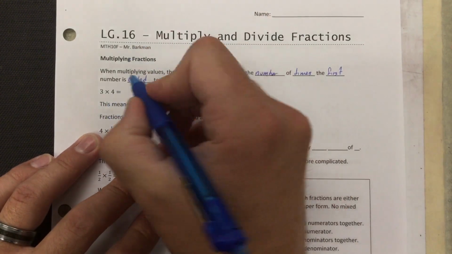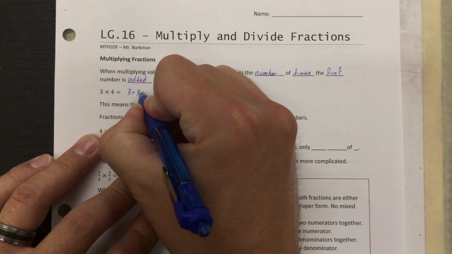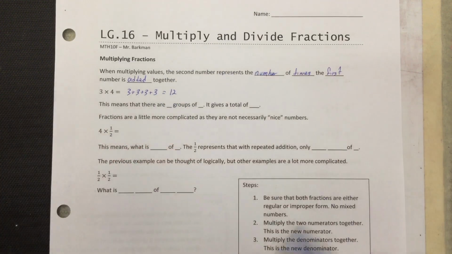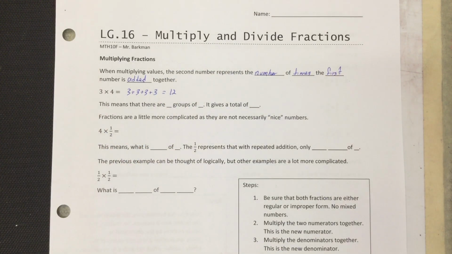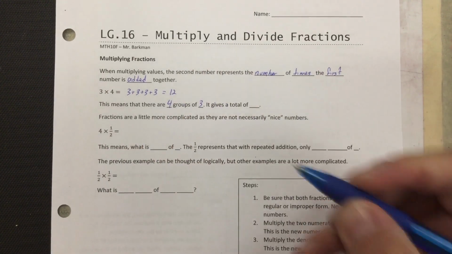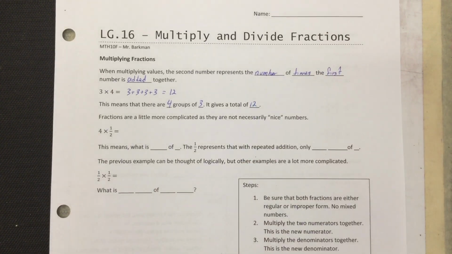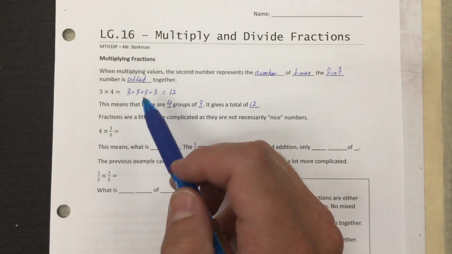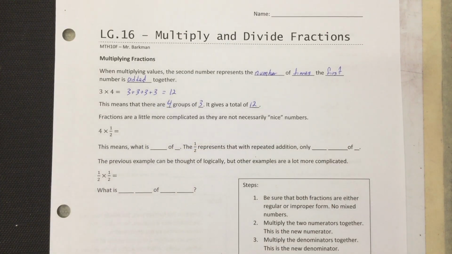So something like 3 times 4 would be 3 plus 3 plus 3 plus 3. Okay, there's 4 3's, and this is a total of 12. Again, what it means is that there are 4 groups of 3, and it gives us a total of 12. That's the way that we can think about multiplication. Now, remember that when we think about something in a practical way, not just numbers, but actually how it works, we can get a better understanding of what we are dealing with. And hopefully that'll help us to understand how we go through things better.